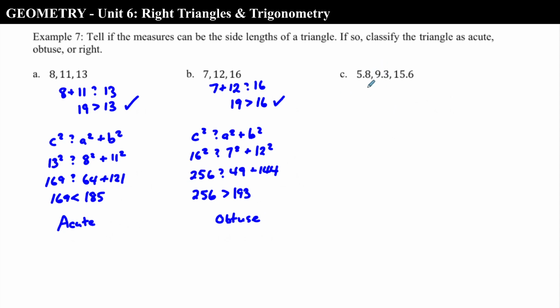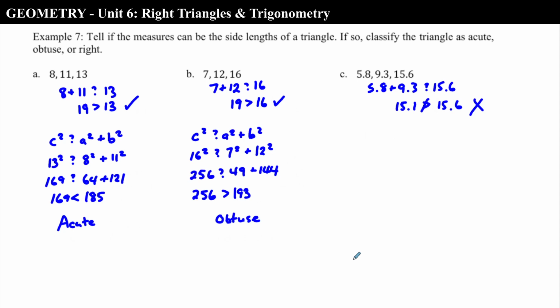All right, final example, 5.8 plus 9.3. We're going to see if that's greater than 15.6. Well, this ends up being 15.1. So that is not greater than 15.6. So therefore, we don't have a triangle, and that's as far as we can go.